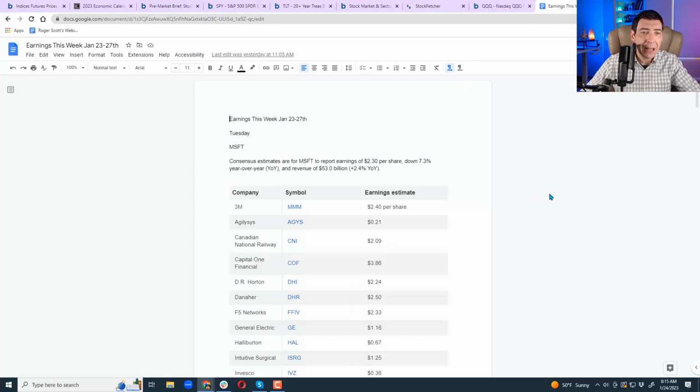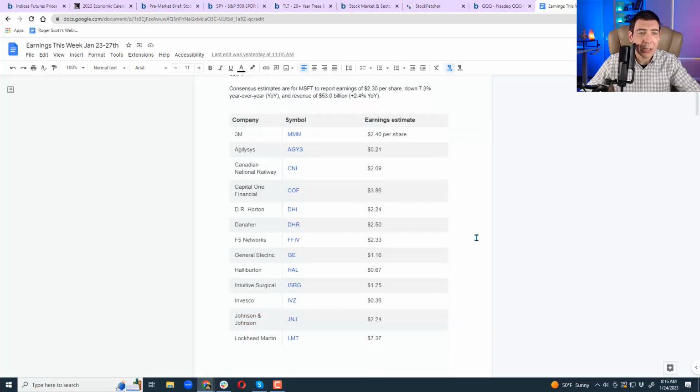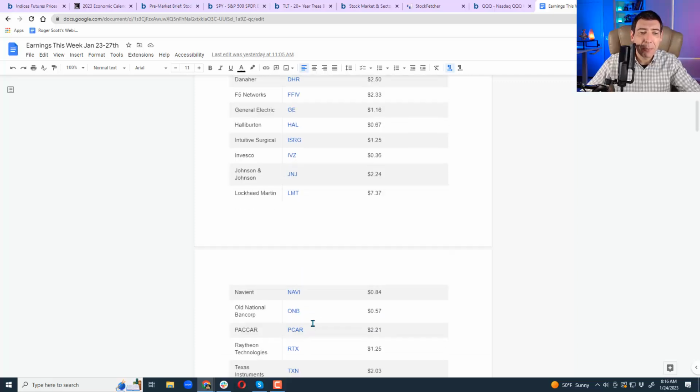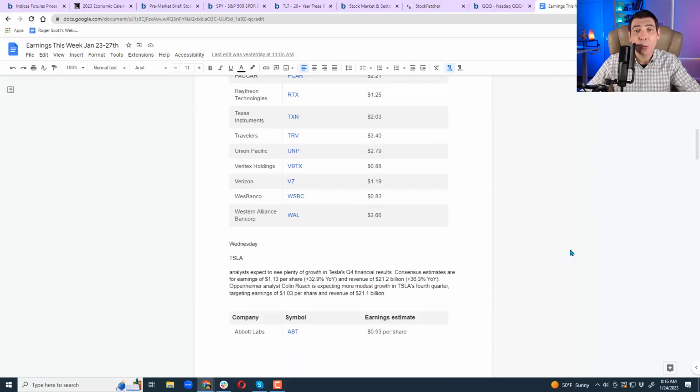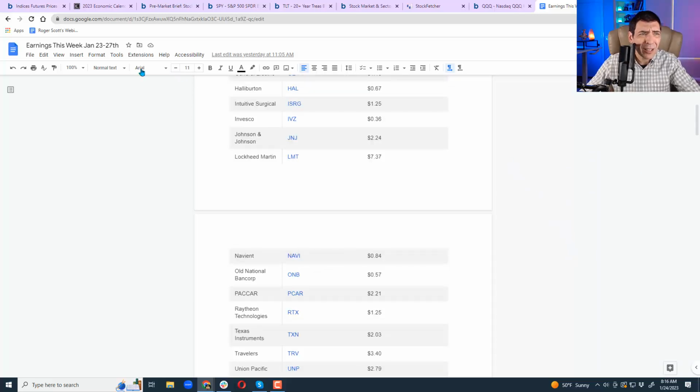In terms of what's coming out today, Microsoft. You've got Microsoft reporting $2.30. You've got 3M reporting $2.40. Horton's reporting. Capital One is reporting. General Electric is reporting. Halliburton is reporting. Invesco's reporting. Johnson & Johnson is reporting. Lockheed Martin's reporting. You've got Texas Instruments, RTX. I wanted to buy this stock the other day, but earnings got in the way. Travelers, UNP, Verizon. You've got Western Alliance, just about everything. And then tomorrow we've got Tesla, and we'll get into that later. But a lot of things to talk about.